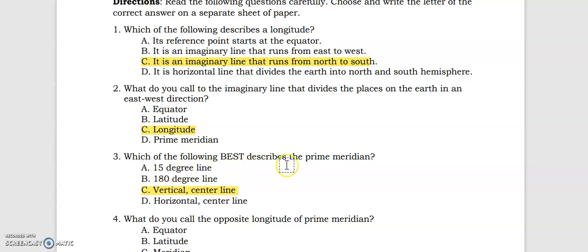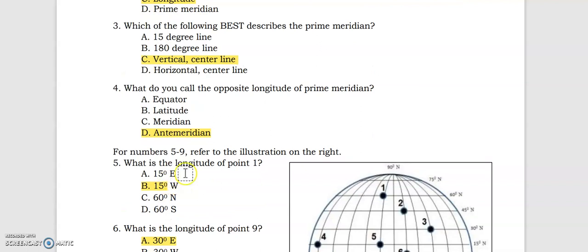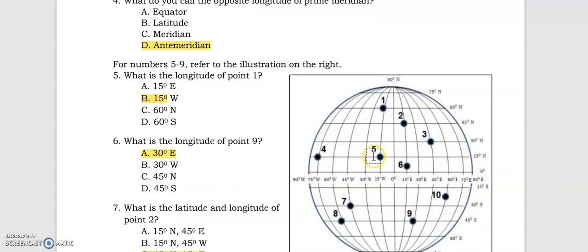Which of the following best describes the prime meridian? So it's vertical and it is the center line. It is 0 degree longitude. What do you call the opposite longitude of prime meridian? So it's anti-meridian. What is the longitude of point 1? Longitude. So just focus on the vertical line, 15 degrees west.